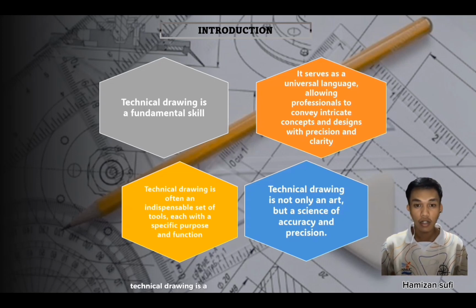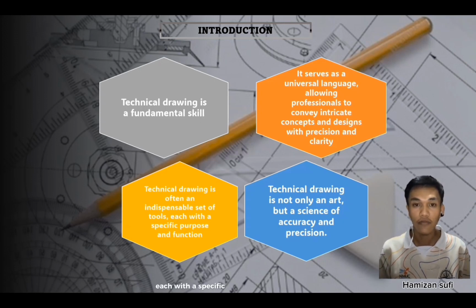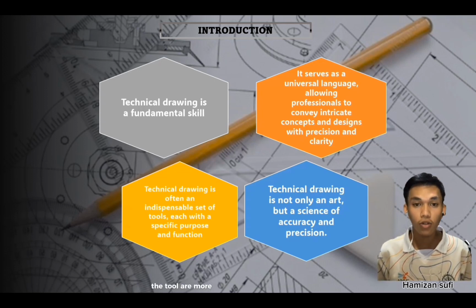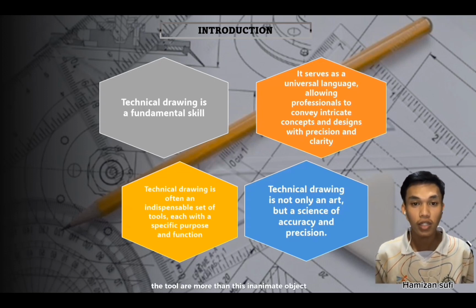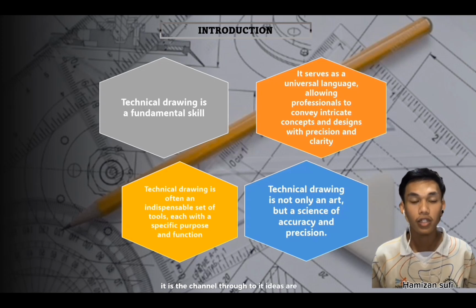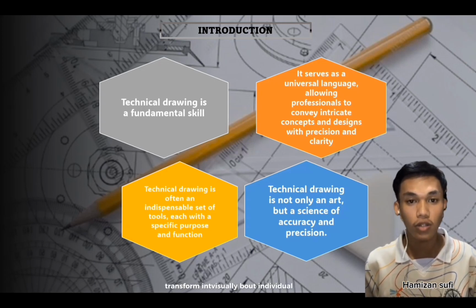Technical drawing is a way to produce a layered plan that accurately describes an engineering technical object from a mechanical, civil, structural, electrical, electronic, architectural, and so on point of view. Behind every detailed technical drawing is a set of indispensable tools, each with a specific purpose and function. The tools are more than just inanimate objects. They are the channel through which ideas are transformed into tangible and visually appealing creations.